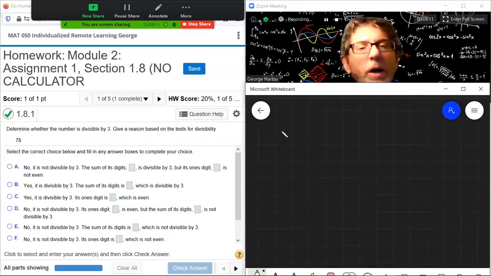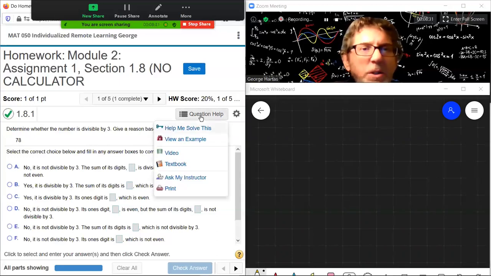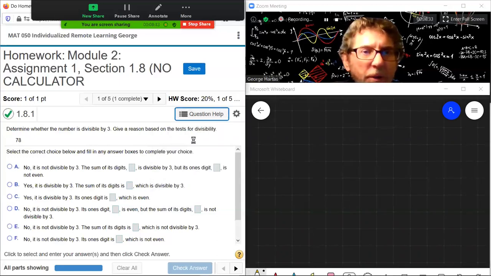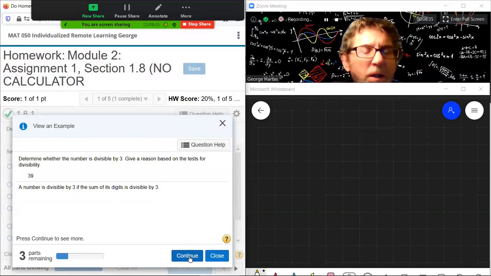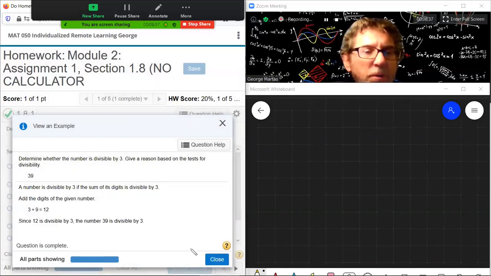Now, what are they? The only way you're going to find out is to actually look at the help. Otherwise, you would know how to answer these questions. At first glance, no doubt, these are overwhelming questions, but I'll show you a good way to tackle these. First thing you want to do is go into question help, view an example, and click continue a few times to get everything in here.